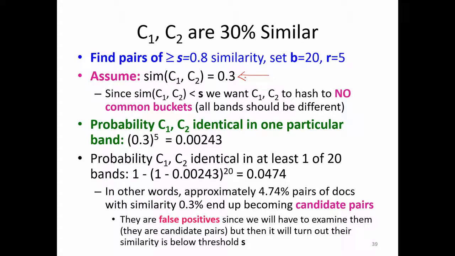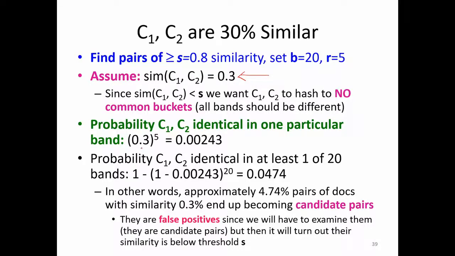Okay, what is the chance that your similarity, I mean, that they will come up as candidate pairs? Okay, now, so we want them to hash to no common buckets.